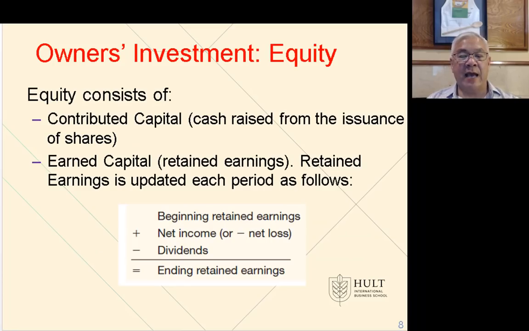Owner's equity, we have the contributed capital, stock they bought and paid for, and then we have all the earnings that have occurred because the company is running at a profit. So earned capital is the beginning retained earnings plus net income minus dividends.